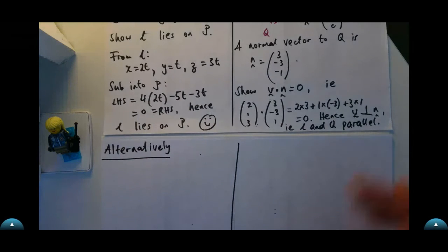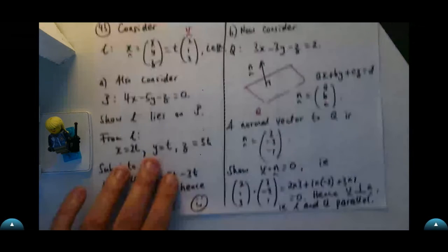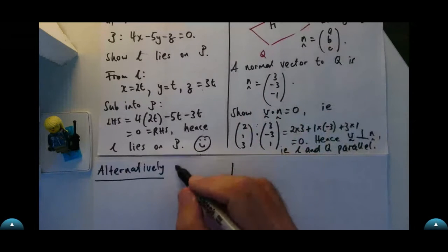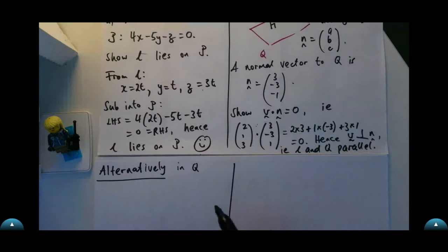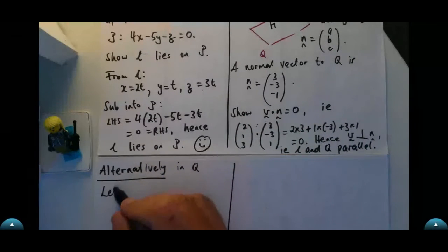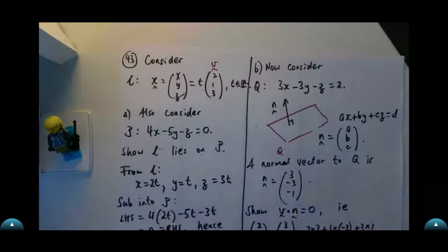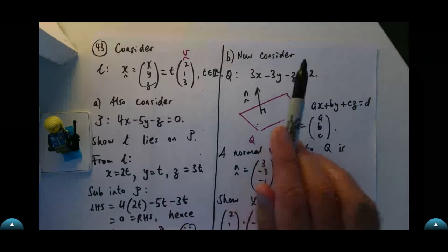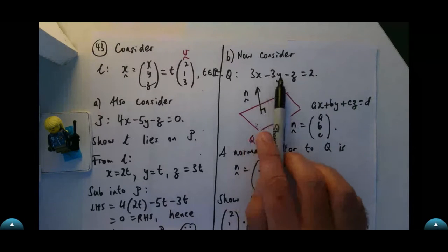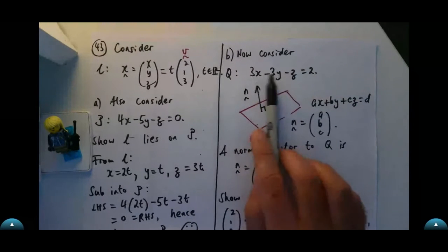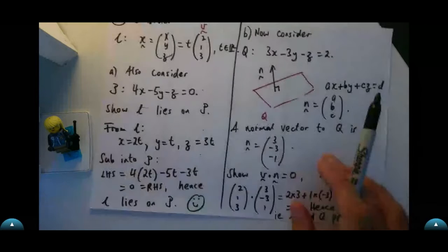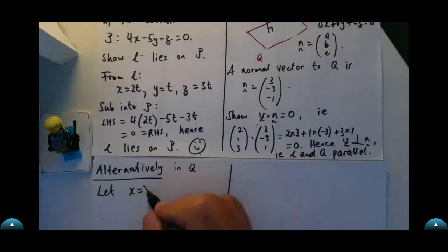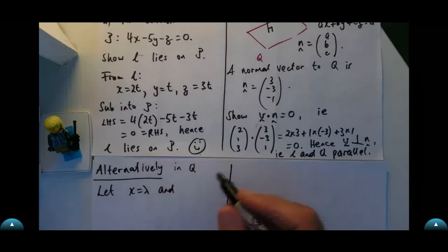So alternatively, let's go up here and I've got to introduce 2 parameters, right? And I might let x equal lambda and y equal mu. That way I don't have to do any divisions, okay? But you can do it lots of different ways.